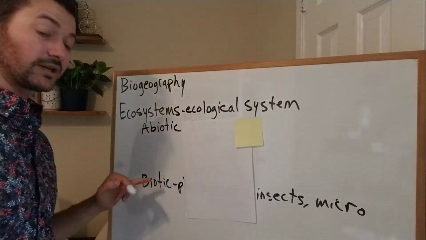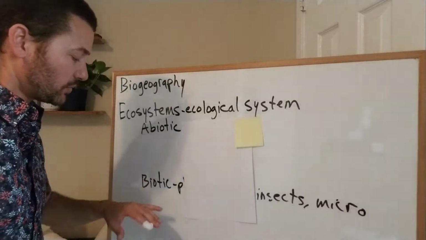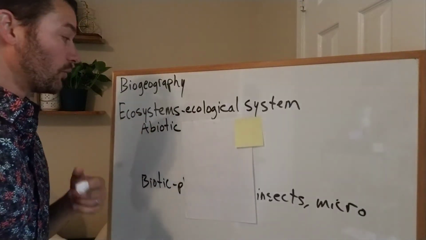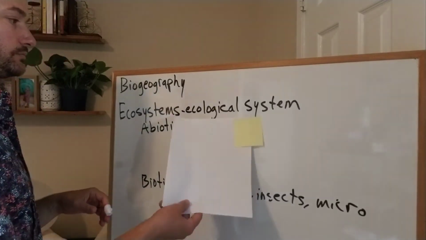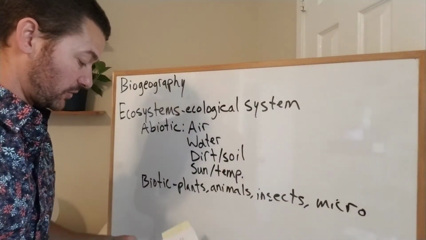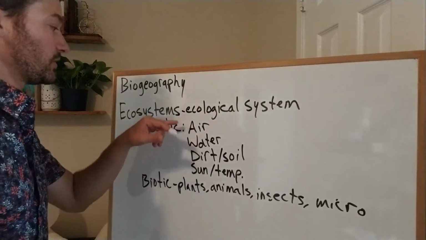Biotic is the living part of an ecosystem. So just like biology, the study of living things: biotic, living stuff. Abiotic, not living stuff. Now, what are the abiotic parts of an ecosystem? Usually in class, I'd have people shout these out and we'd talk about them that way. This is fine though. So, air.